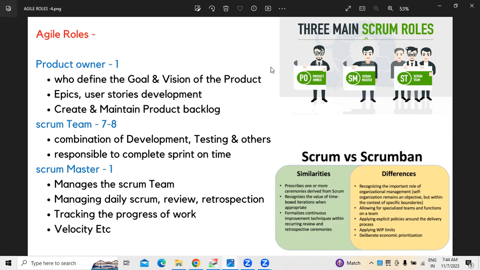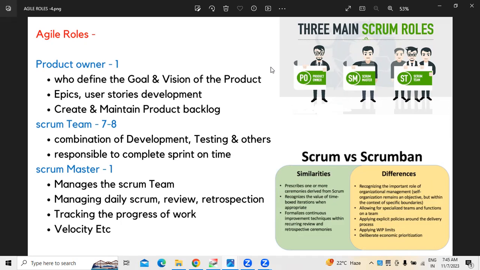Second role, Scrum team. Scrum team is nothing but a combination of development and testing team. It means developers, testing team, user interface designers. All these people will be in the Scrum team. These people are responsible for completing the tasks, whether it is coding, testing, or user interface design. Everything will be done by the Scrum team.